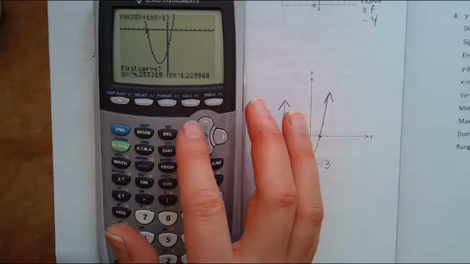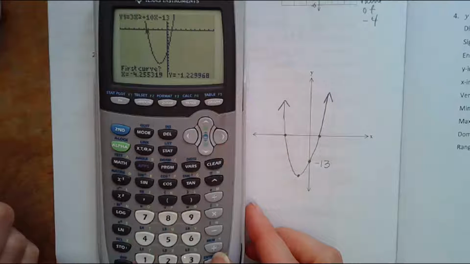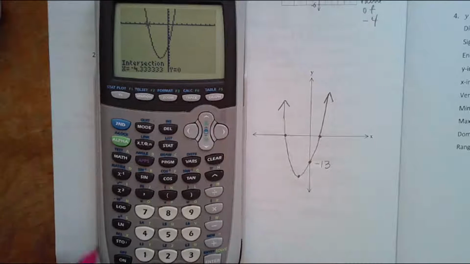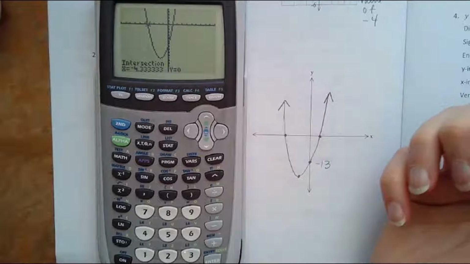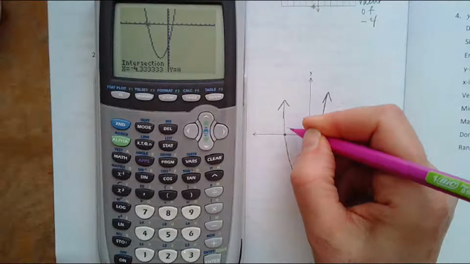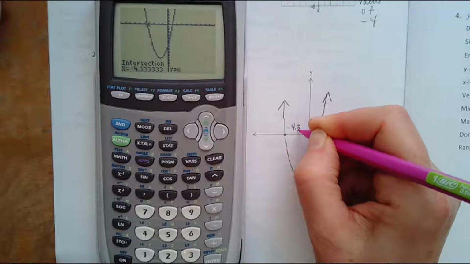So let's move over here. I have to move my cursor over. I answer the 3 questions, yes, yes, yes. And when I say yes, I'm just pressing enter, right? Yes, yes, yes. And when you get the word intersection, you know you found your x-intercept. So this would be negative 4.33.